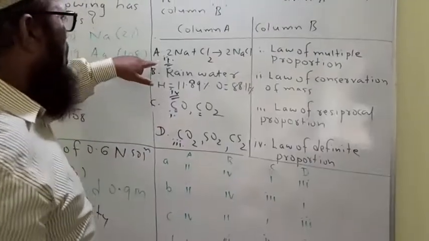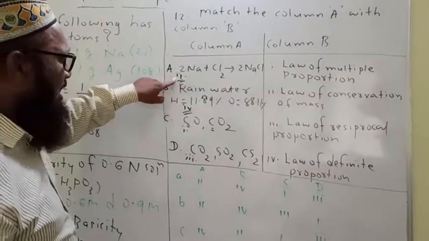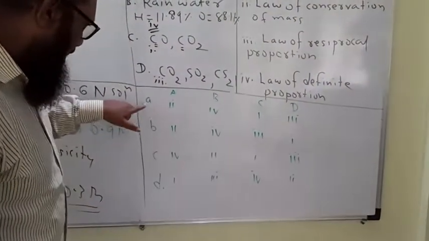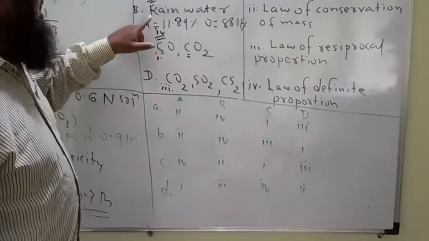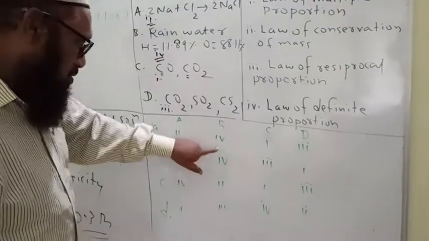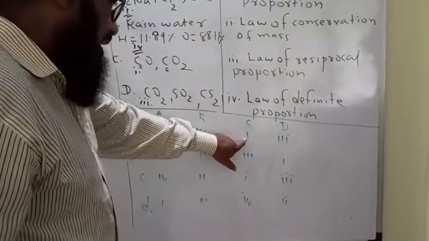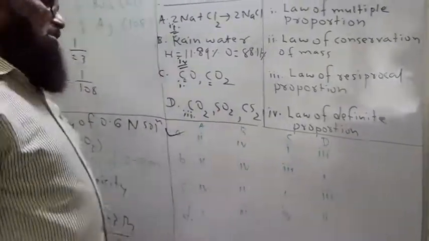Then now let us see: option A second, B fourth, C first, then D third. Option A is the correct one.